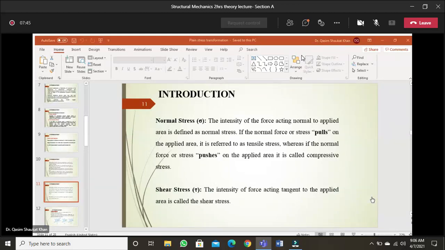ठीक है जी, R.C. Hibbeler 8th edition, chapter number 9 and chapter number 10. So at present, we are following chapter number 9 for plane stress transformation.